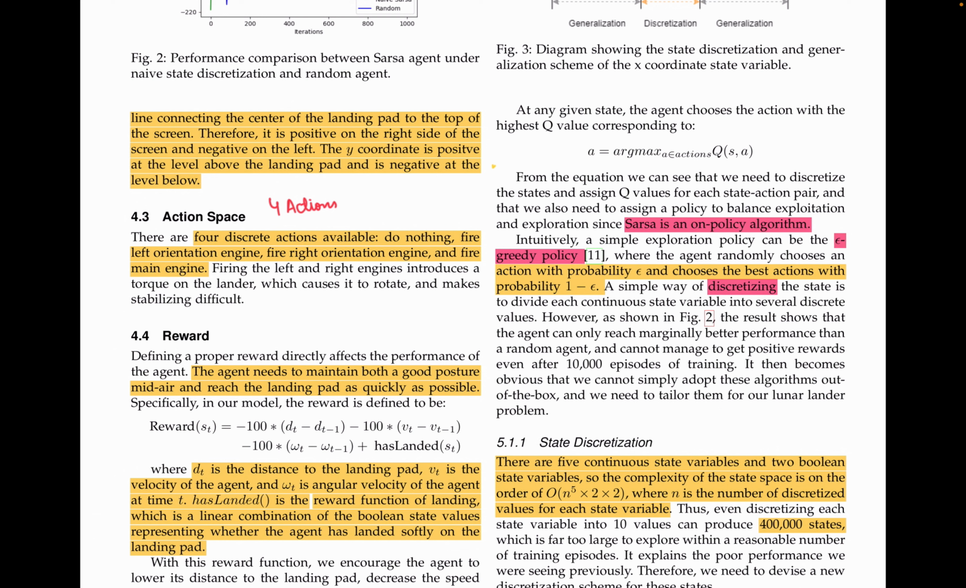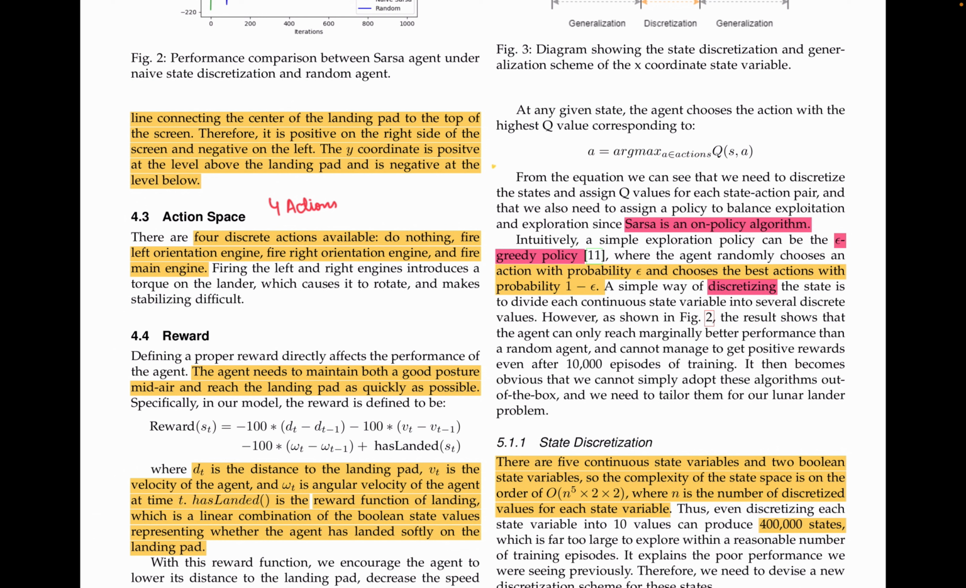Now imagine that you have 400,000 states. What would be the compute cost? What would be the time it will take for the agent to go through each and every state? And most of the states would not even be useful for that agent. It would be a sheer waste of time, right? So this explains the poor performance we were seeing previously, and therefore we need to devise a new discretization scheme for these states.